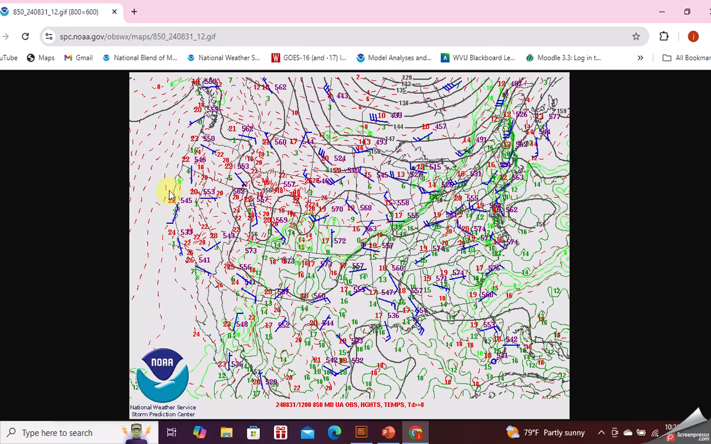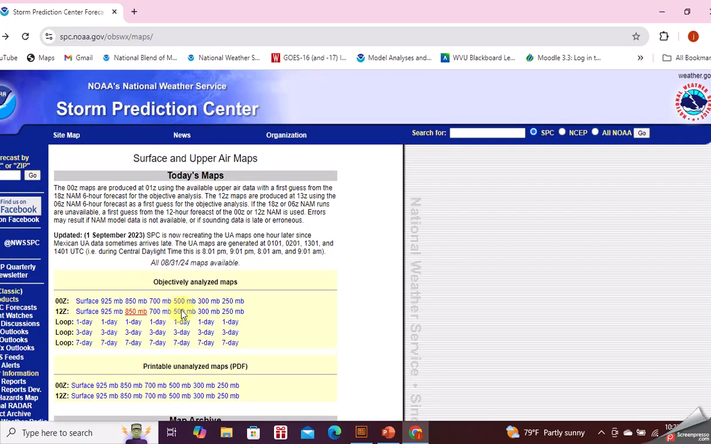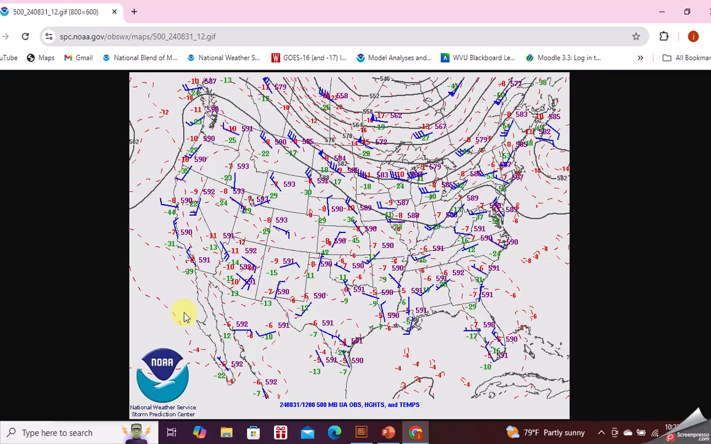We could go back on this chart, and let's look at 500 millibars maybe today. Well, 500 millibars is going to show contours again, but a little higher up in the atmosphere. Basically about halfway through the atmosphere. And again, these are contours, so lower pressure is up here. Higher pressure is down in this area.